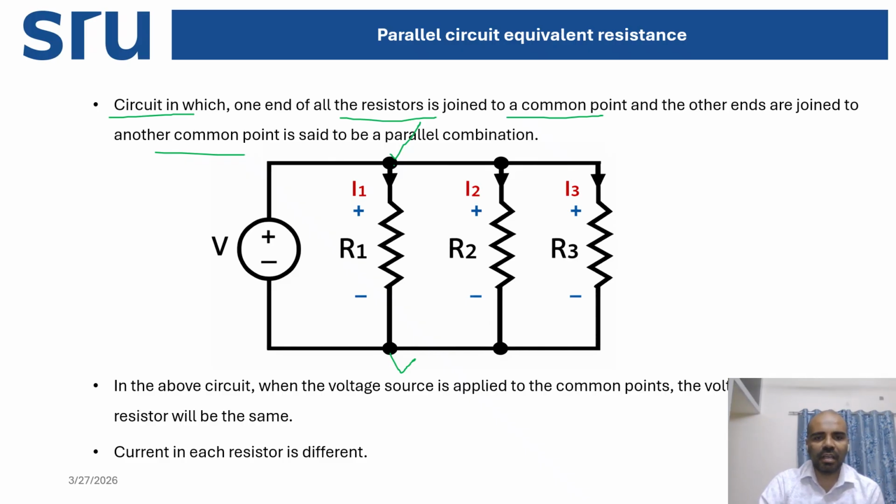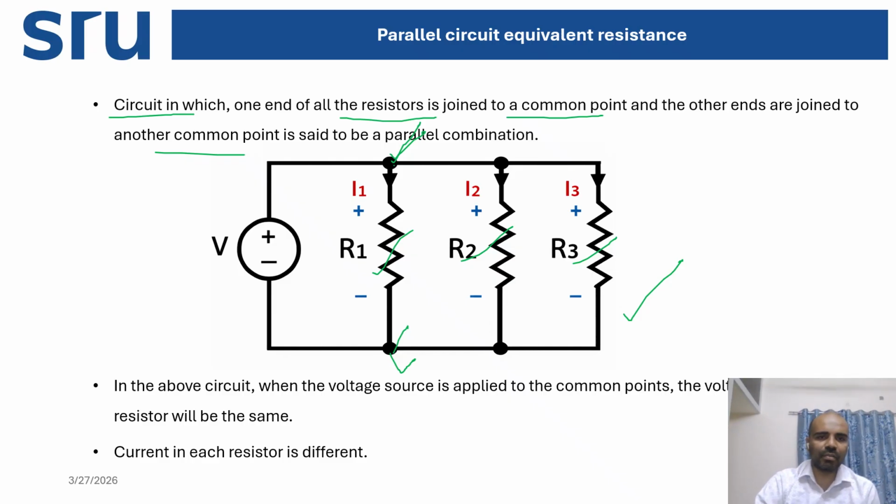So all the resistances R1, R2 and R3 are connected to one common point at one end, and another common point at the other end. This type of circuit arrangement is known as a parallel circuit or parallel combination. In this circuit, one end of all resistors is joined to a common point, and the other ends are connected to another common point.